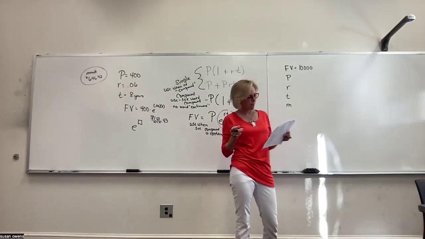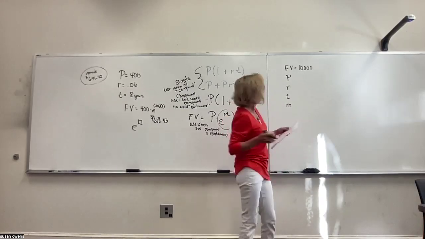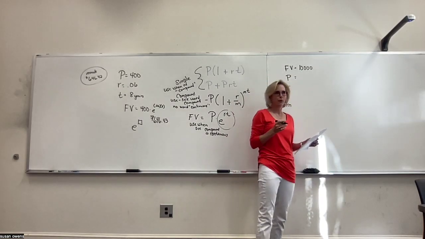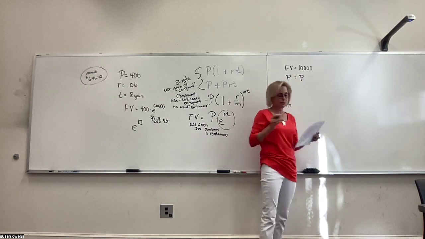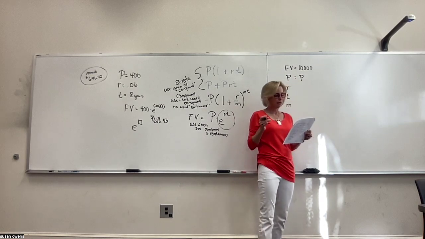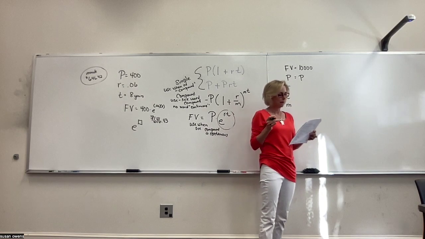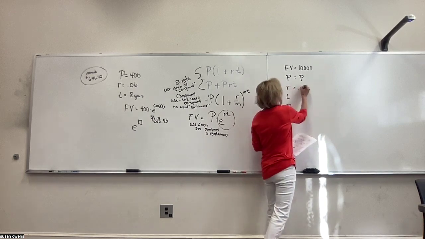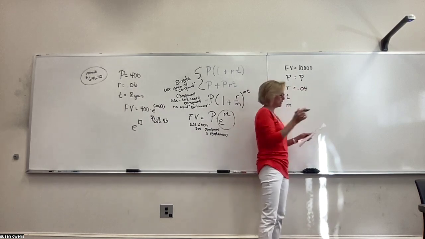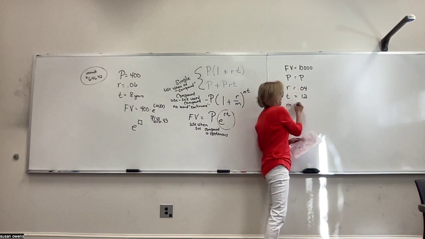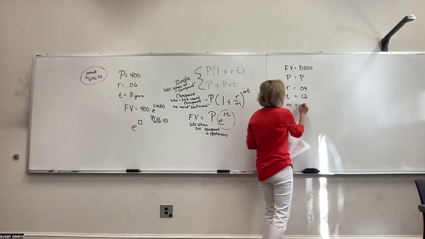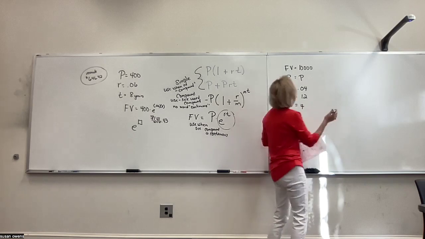Okay. Our principal. What is principal? P, that's what we're looking for. What is our rate? Interest rate, 4%. Written as a decimal, that would be 0.04. Our time, 12 years. And our M, quarterly, so 4. Okay, let's fill in what we know.